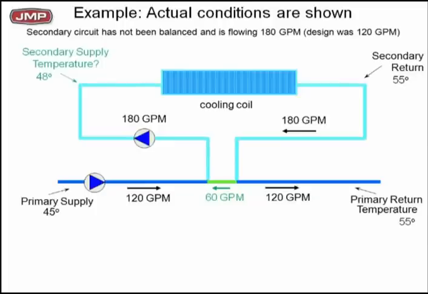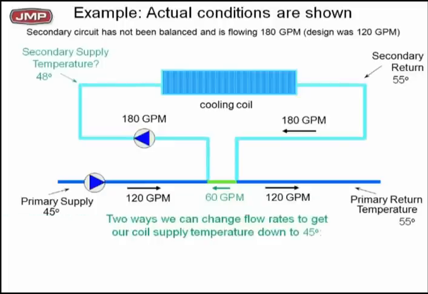How would you go about fixing this problem? Well, there's a couple ways you could fix it. Two ways, really. You can change the flow rate to get a coil supply temperature down to 45 degrees. How would you go about fixing this to make sure your cooling coil got 45 degrees?